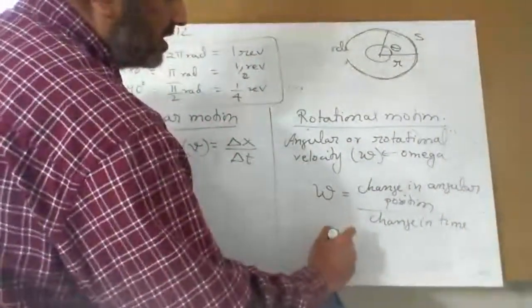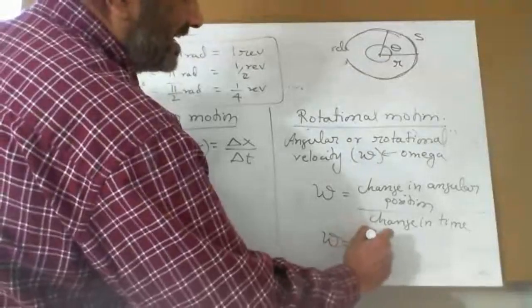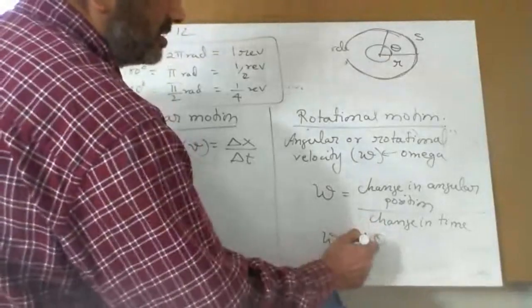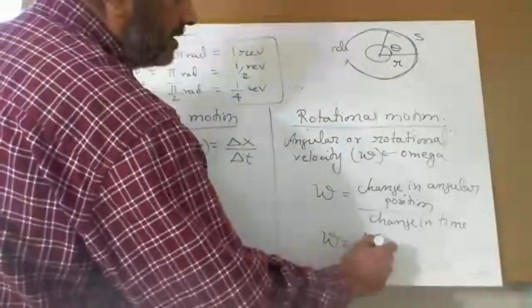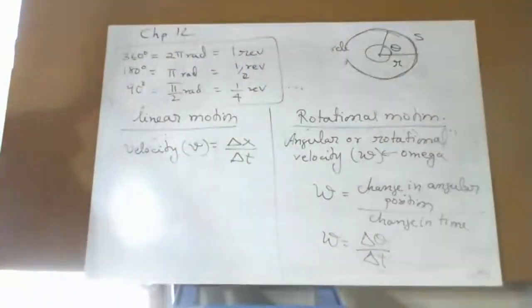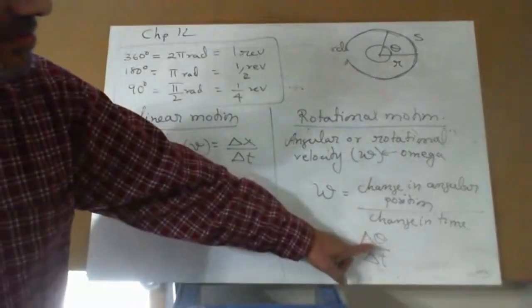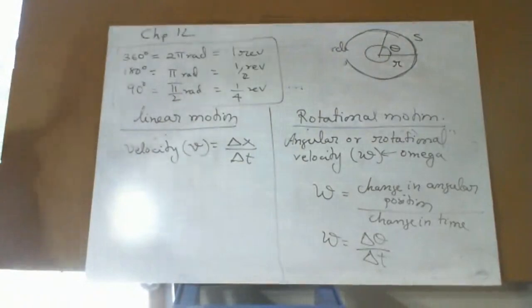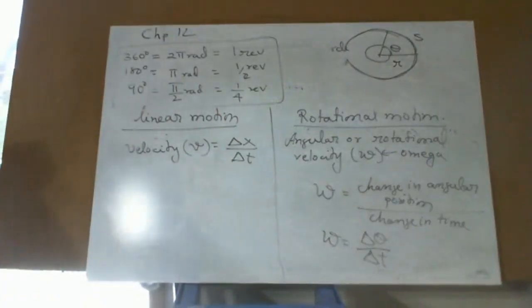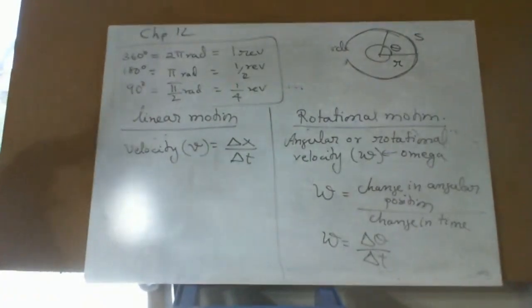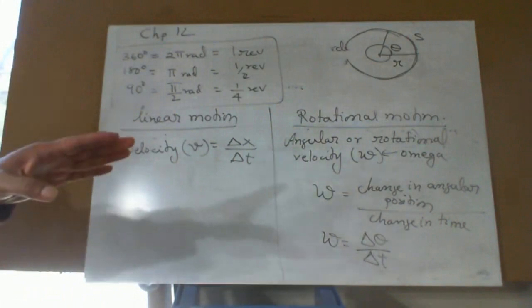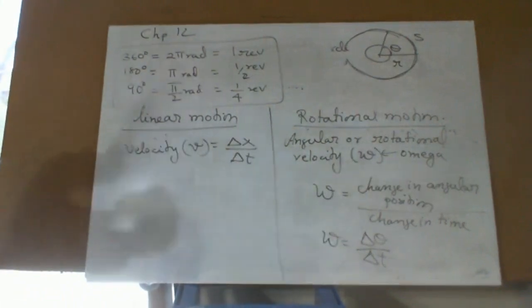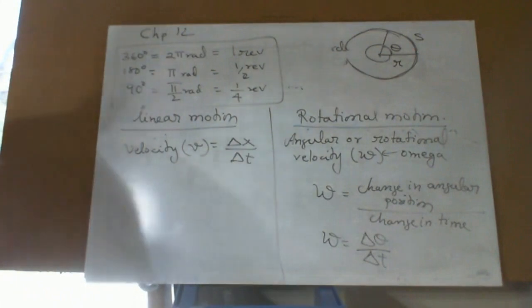Which is written as change in angle, right? Angular position divided by the change in time. Theta is the angle, change in position over change in time. Okay, so far so good. All right, let's go a step further.